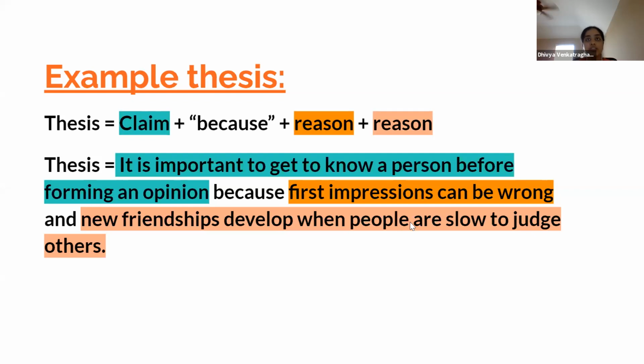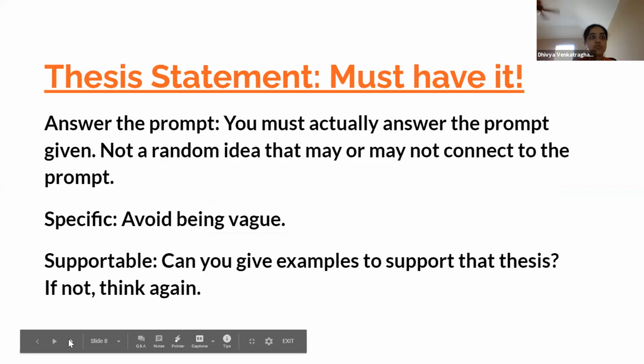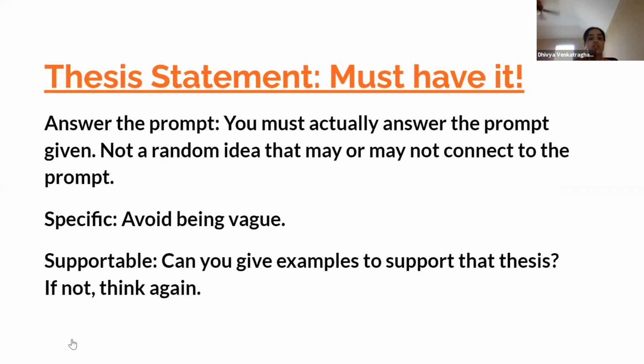And the problem with writing something is bad or something is good as one of your reasons is it's not telling us what exactly is bad. Like, why is it bad to not know a person before forming an opinion? So that's the kind of explanation that we need in our thesis statement. And then the third thing is, can you give examples to support that thesis? The two reasons that you develop for your thesis have to be similar, as in they have to fit the prompt, but at the same time, they have to be different enough so you can provide different examples for them.